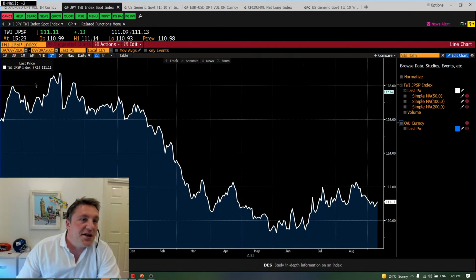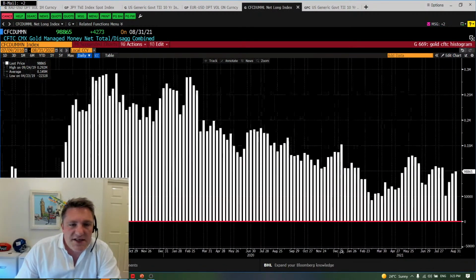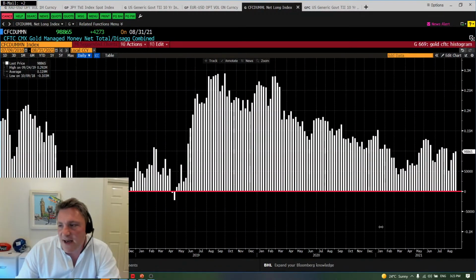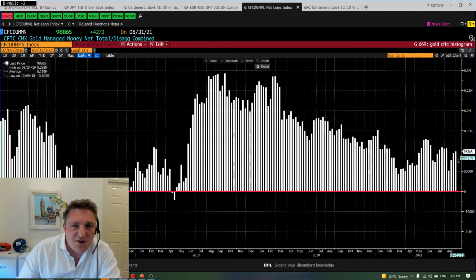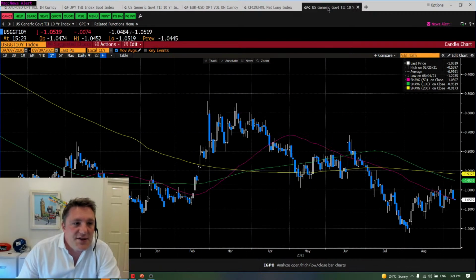We can look at positioning as well. Positioning is always interesting. If you look at the CFTC report, managed money, these are futures positions, and as I look at net length, you can see that it's still going really nowhere. The market's still net long of gold, but it's not at any kind of extremes, and that's been something we've been talking about recently as well.